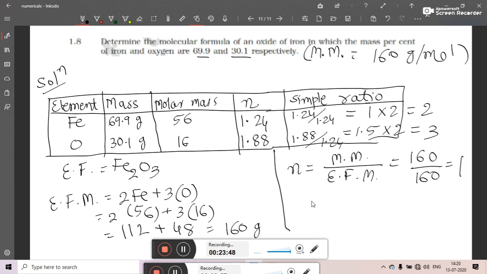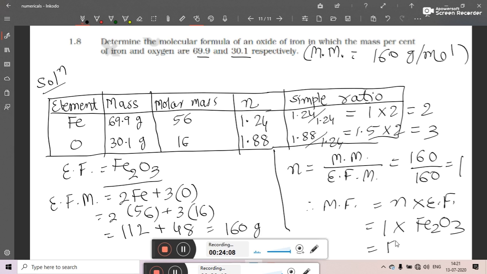Now we have to find the molecular formula. Therefore, molecular formula equals n into empirical formula. Now n is 1, so 1 into the empirical formula which we have found, Fe2O3. So therefore our answer is: the molecular formula is also Fe2O3.